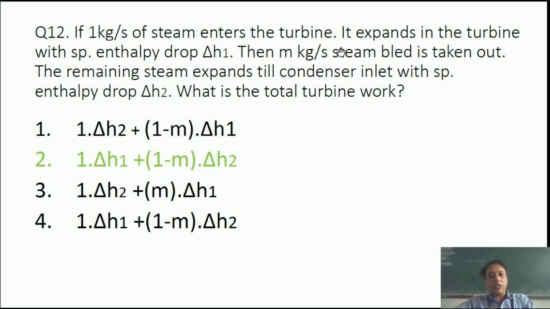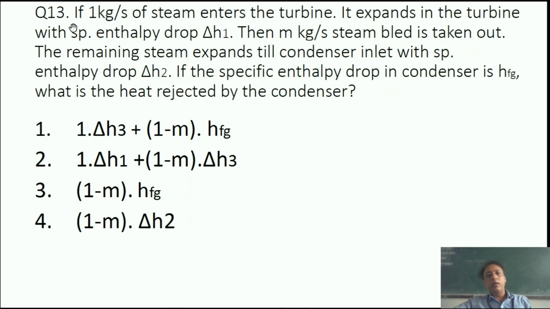Further, m kg per second of steam bleed is taken out. It means further expansion is of only 1 minus m kg in the turbine, and the specific enthalpy drop further is del H2. So 1 minus m into del H2. So this is the total work output of the turbine in this case, and you can see why the work done is lower compared to when no regeneration is employed. The reason being that the full 1 kg expansion doesn't take place through the entire turbine. For some extent it is 1 kg per second, and then further, since some steam bleed is taken out, further expansion is of lower steam. So this is correct.